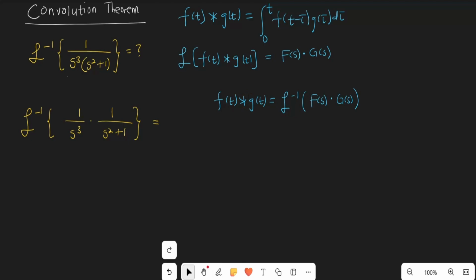So f of t is the Laplace inverse of the first one, and the first one is 1 over s to the third. And this is convoluted with g of t, which is the Laplace inverse of this other function. So this is convoluted with the Laplace inverse of 1 over s squared plus 1, like this.